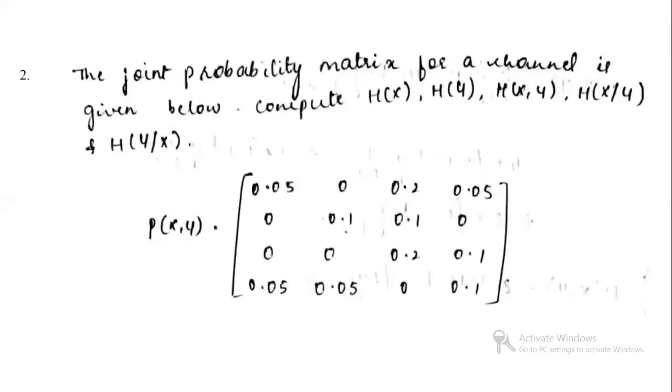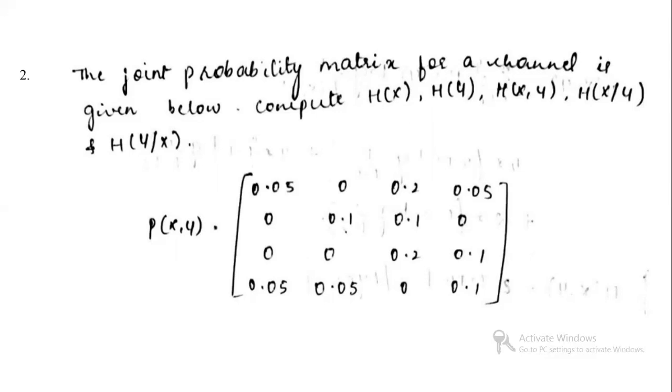The next type goes as such. The joint probability matrix for a channel is given below. Compute H(X), H(Y), H(X,Y), H(X|Y), and H(Y|X). In this question, they have given you the joint probability matrix directly.